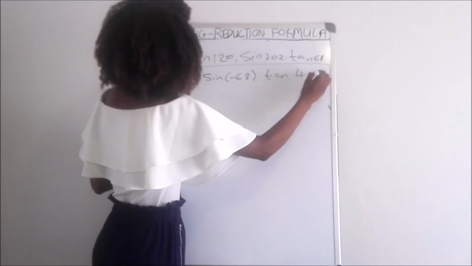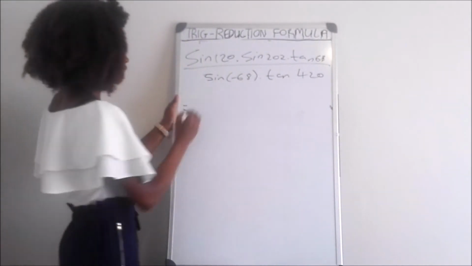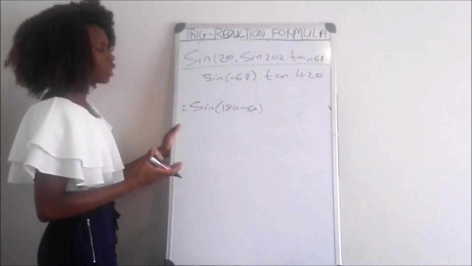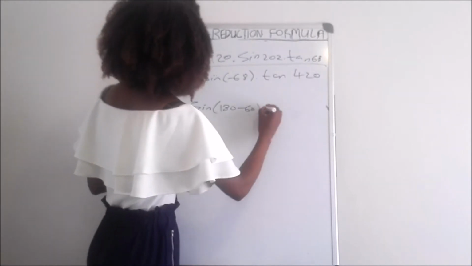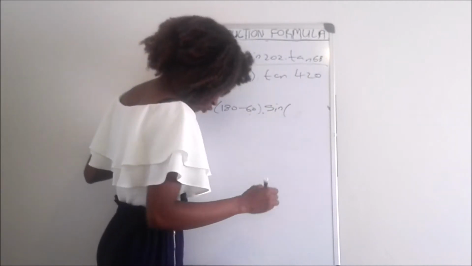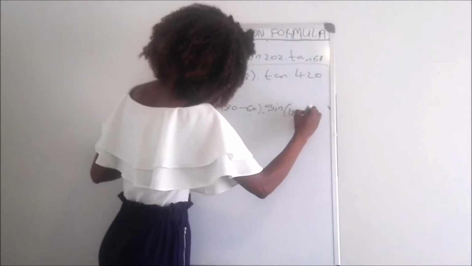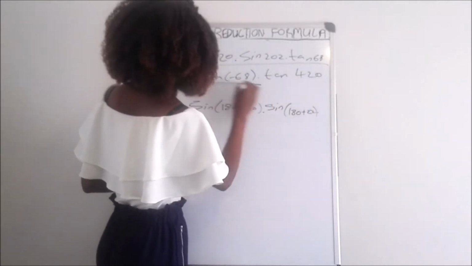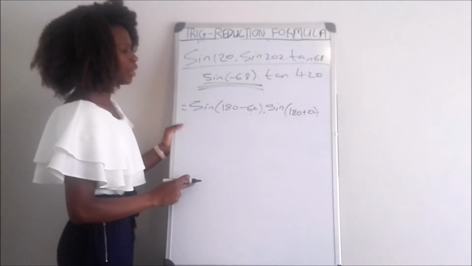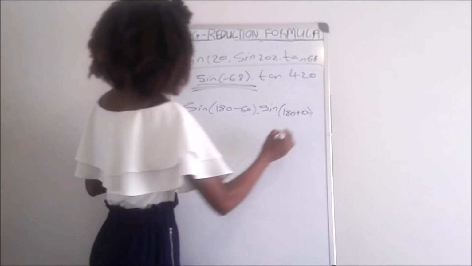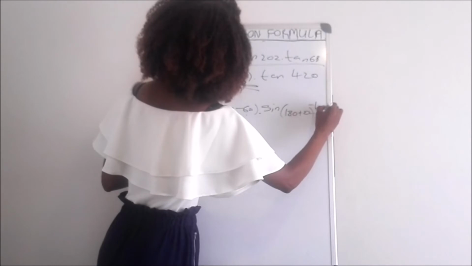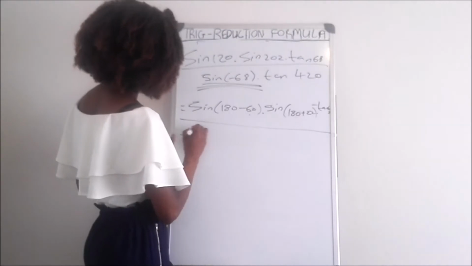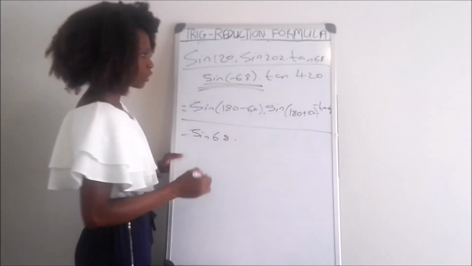The first one, sine of 120, to change it, we have 180 minus 60, which when we subtract gives us 120. The second one, sine of 202, is actually 180 plus 22. The tan of 68 we leave as it is, because I can see that there is sine of negative 68 in the denominator, so somehow they have to divide out. Sine of negative theta is actually negative sine theta, where theta in this case is 68.